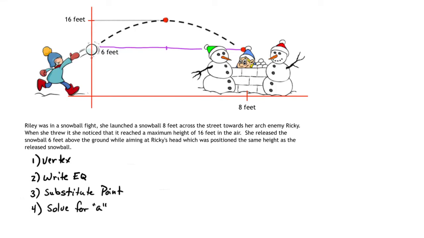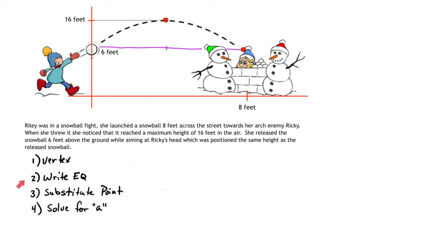All right, this video is going to walk you through the process of how you're going to find the equation of a parabola that models the path of an object that's been thrown through the air. In this case, it's a snowball. This snowball travels a total distance of 8 feet in the picture, and it also reaches a maximum height of 16 feet. With that information, we need to go through these steps.